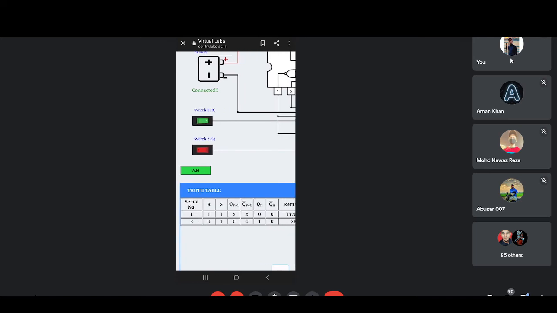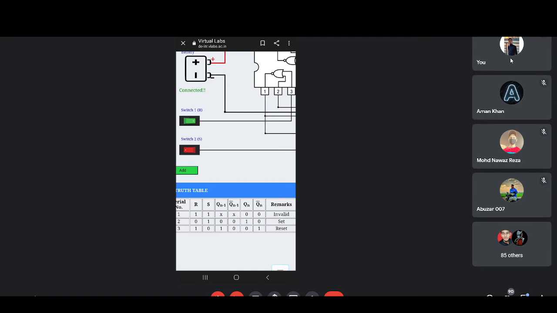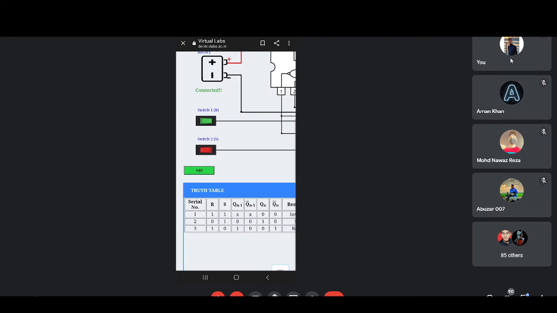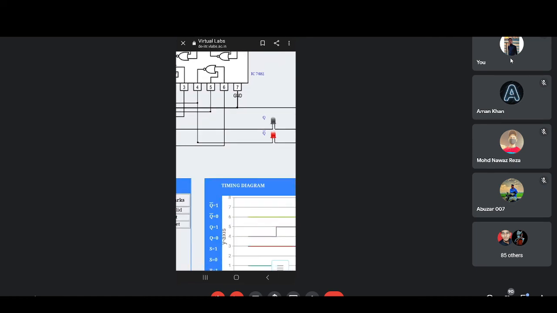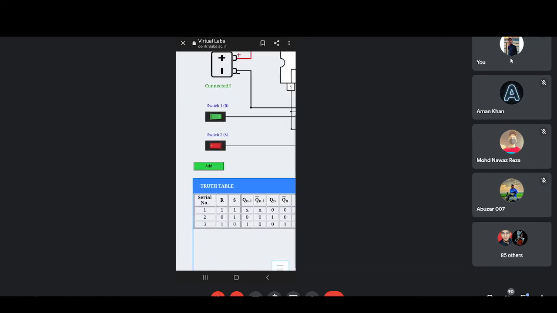So what is the state now? Which state will come? Reset state. Qn is 0. Okay. You can see here lights are there. After that, we can make both these inputs 0 0. So now we are making it 0 and we can add it.